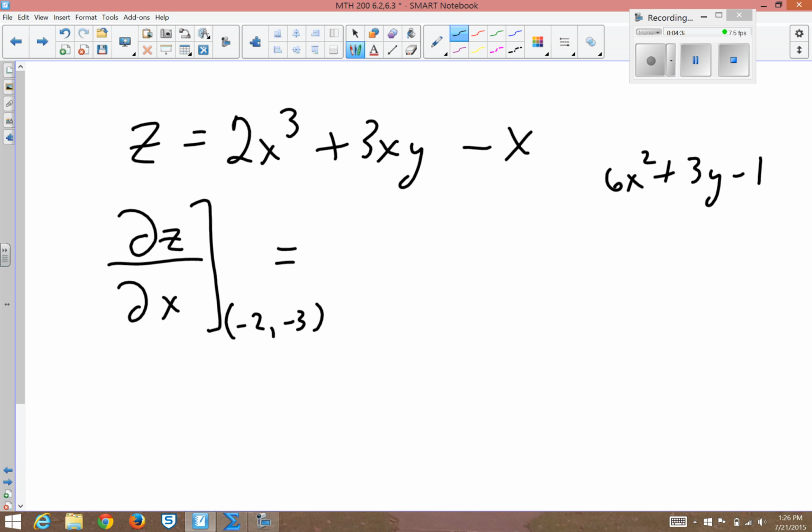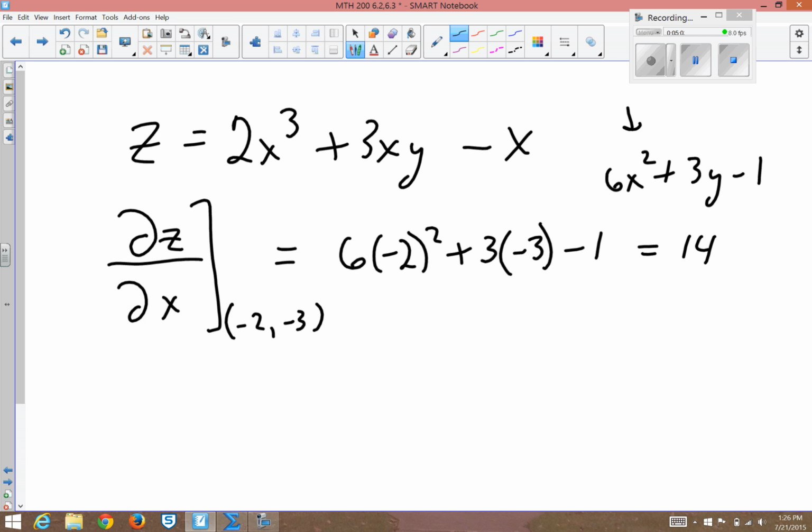And to find the partial derivative of z with respect to x at this point, we use this. It's 6 times x squared plus 3 times y minus 1. For x and y, we're just using these numbers. And that comes out to be 14.